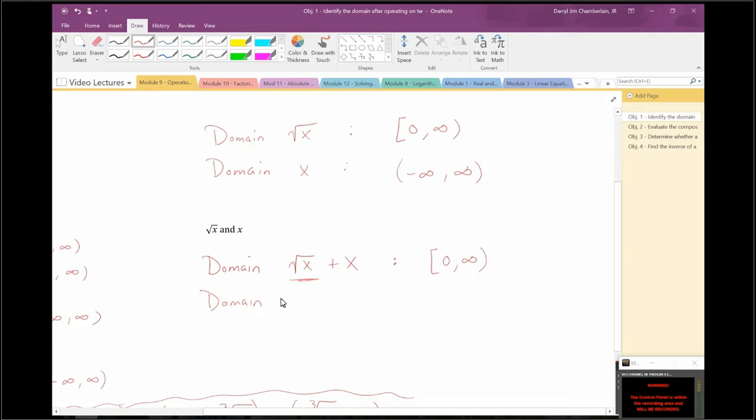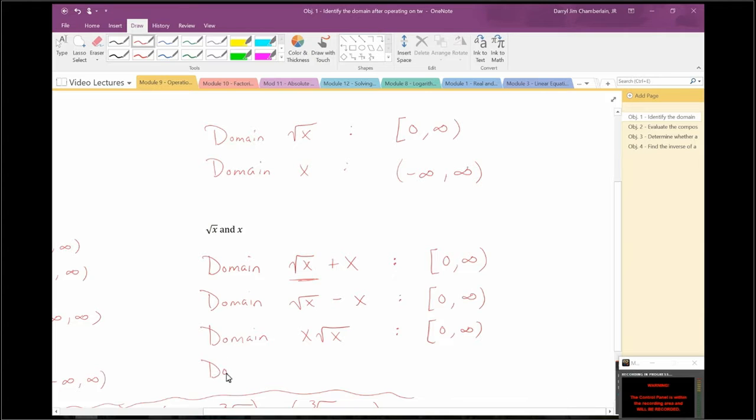And if we're subtracting them, same thing. If we're multiplying them, I'll write it as x square root of x. What are the numbers we're not allowed to plug in? Again, it's 0 to infinity. It's those same ones that we're not allowed to plug into the square root.